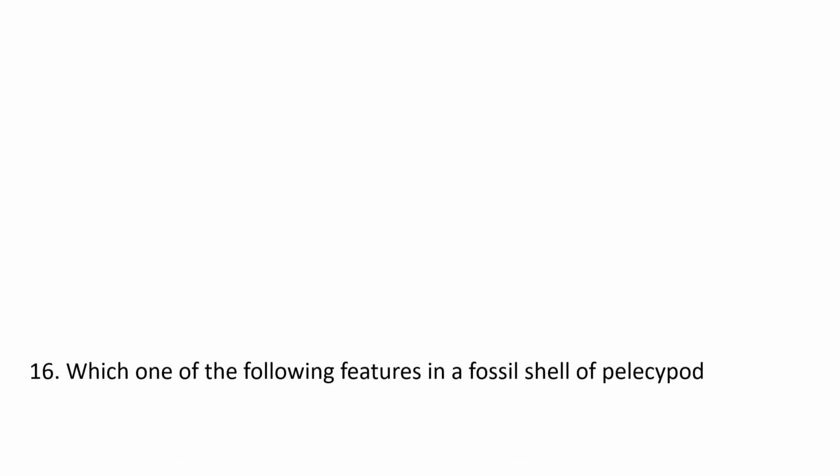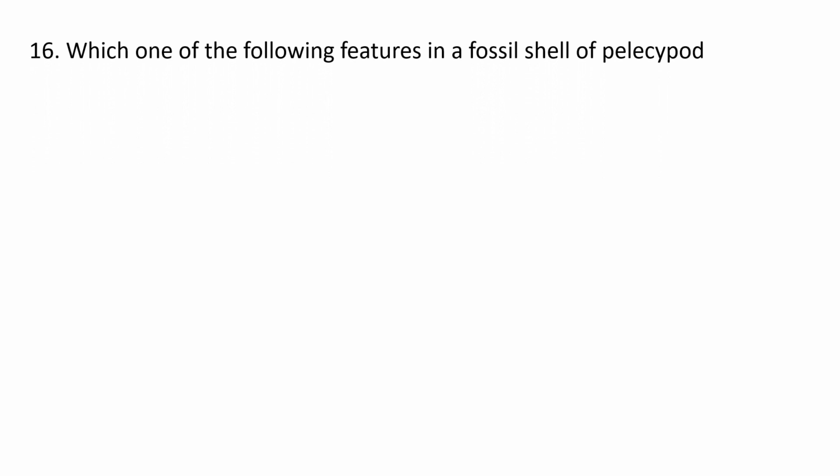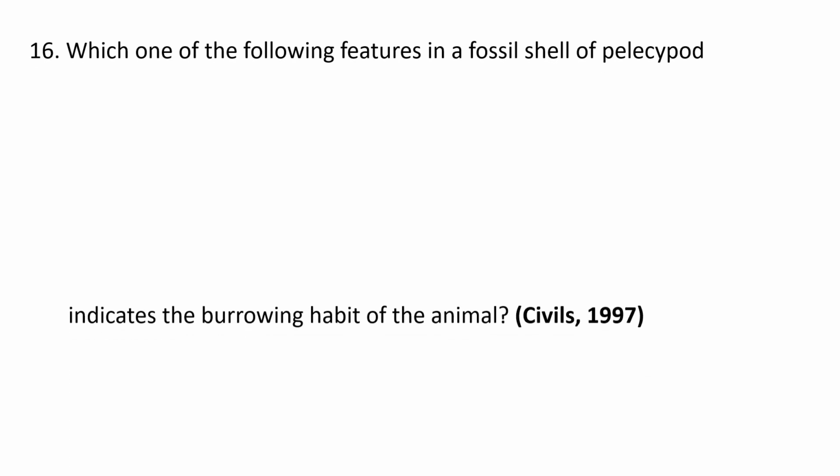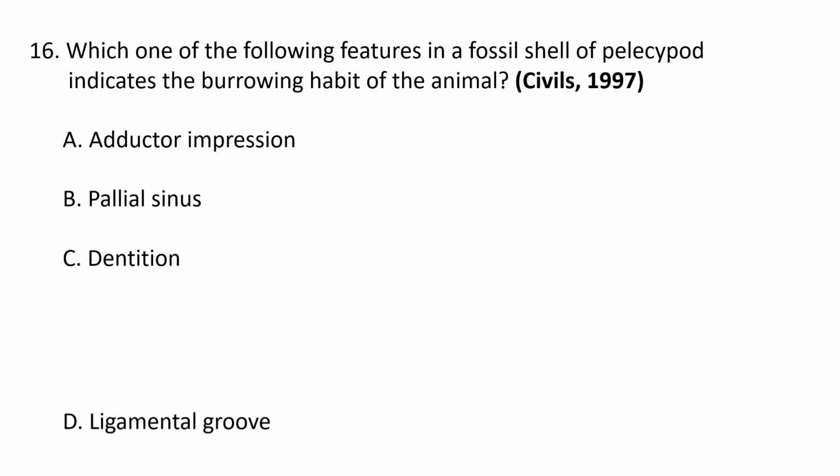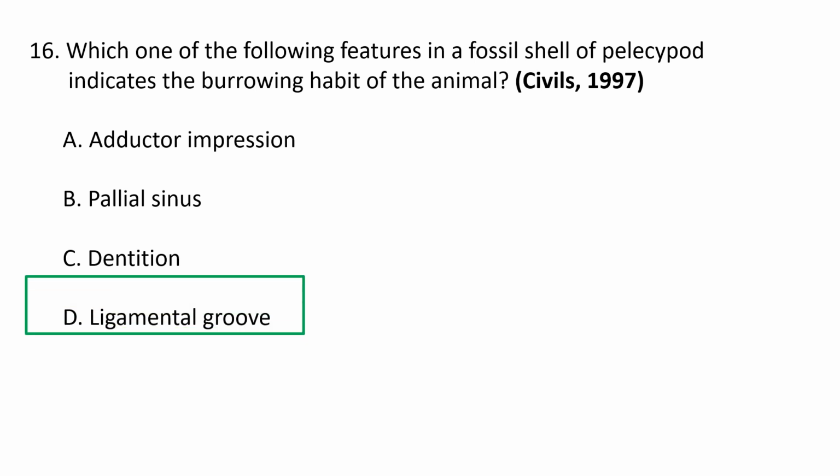Next question. Which one of the following features in a fossil shell of a pelecypod indicates the burrowing habit of the animal? So choices are A. Adductor impression, B. Pallial sinus, C. Dentition, D. Ligamental groove. The correct answer is C. Dentition.